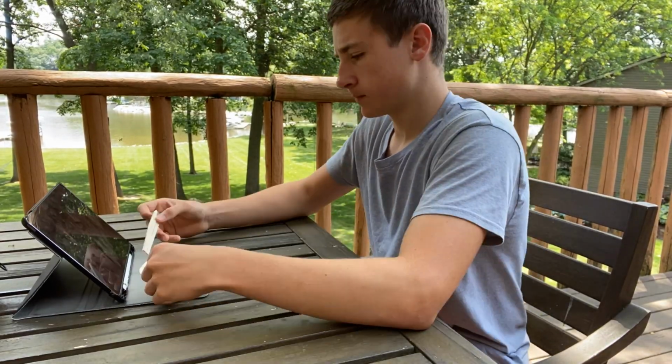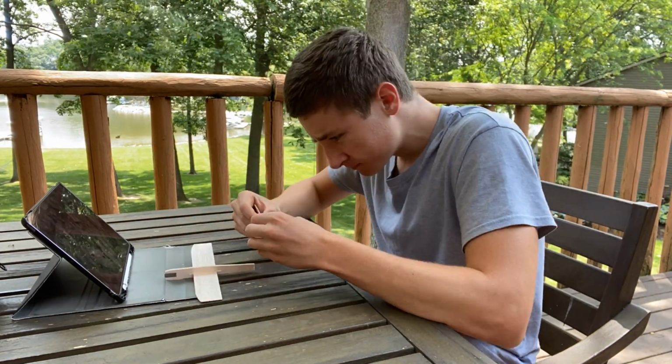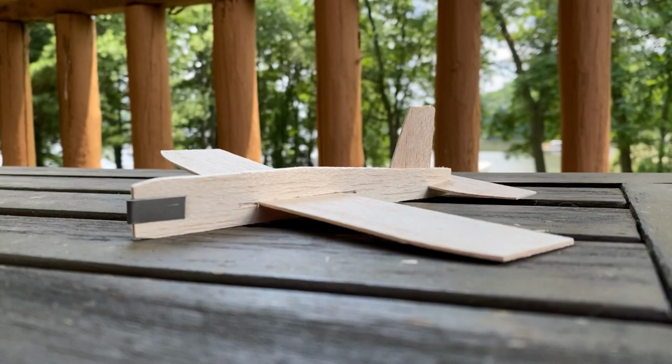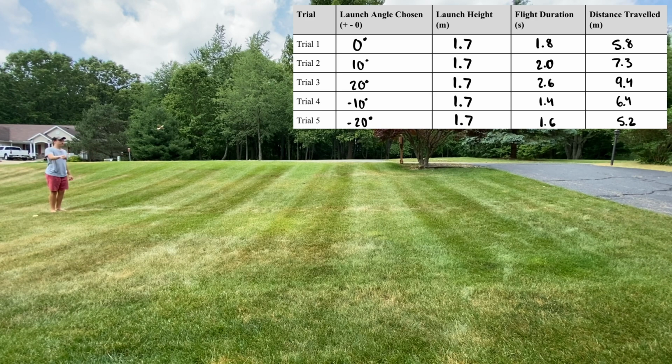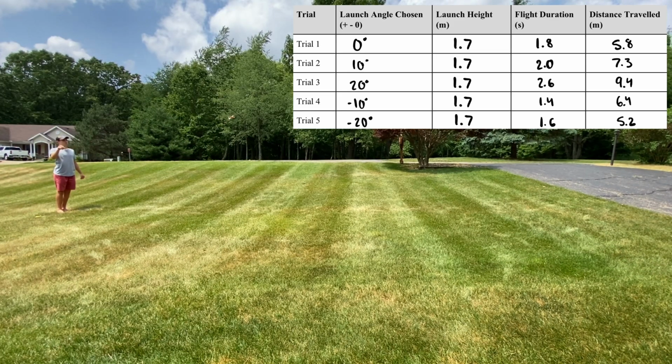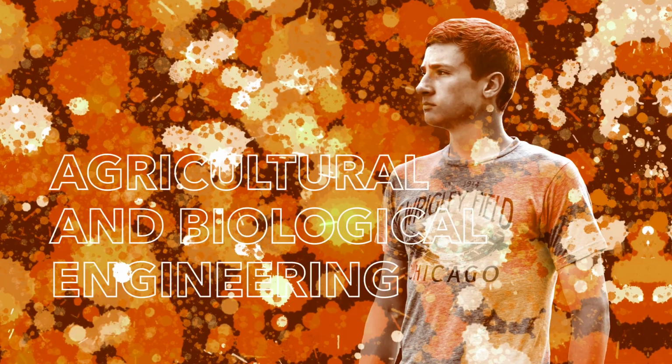The goal of the aerospace activity was to assemble the glider kit and see how launch angle and launch height affect flight duration and distance. For my experiment, I kept the launch height constant and changed the launch angle. From this, I drew the logical conclusion that increasing the launch angle will increase the flight duration and distance traveled.